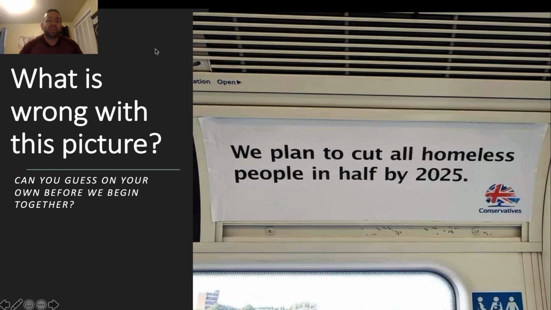So what is wrong with this picture? I introduced to you all a picture I saw recently, and it's not grammatically incorrect per se, but it is confusing. And as an English learner, you may have trouble reading a sign like this, and you think, okay, Ben, I understand what it means, but it's a little confusing. What do you mean to cut all homeless people in half? That doesn't sound very good. It can be misconstrued, or misinterpreted.